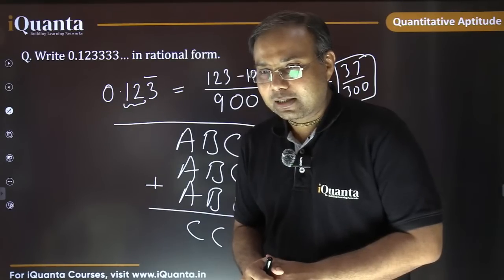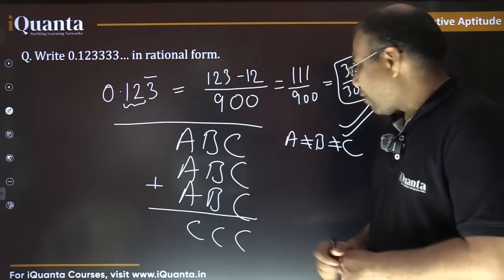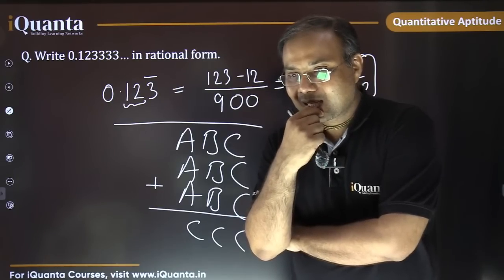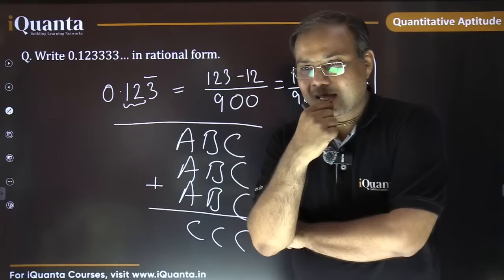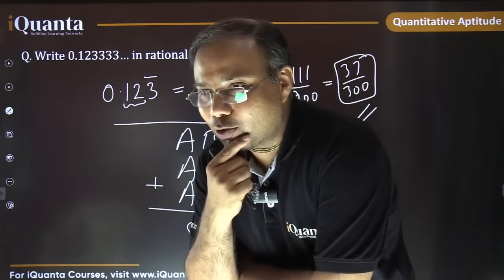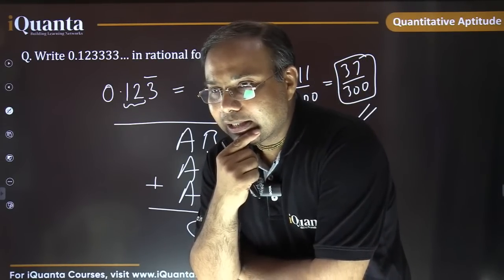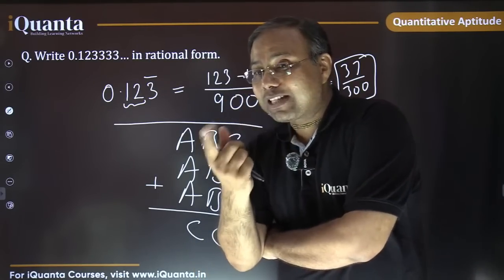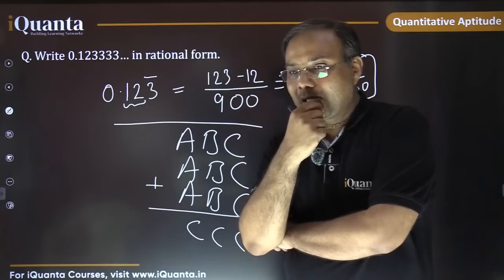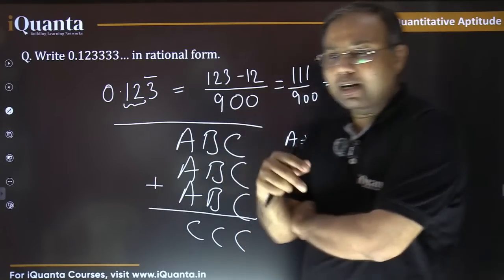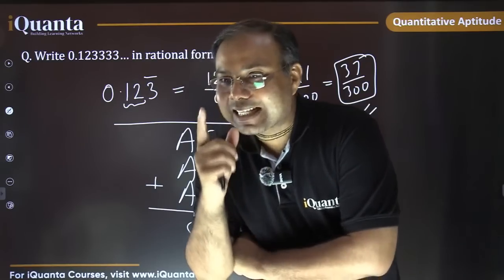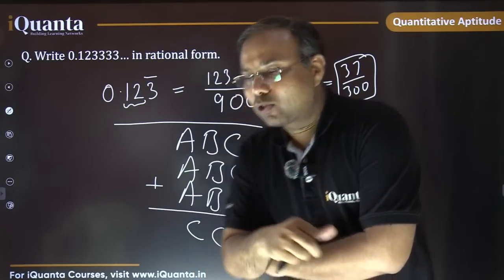Your answer is correct. How to start? Yes, ABC into 3 is equal to CCC, that's true. So what is the starting point? What is the starting point? It is a similar question as we did earlier. Yes, exactly. Finding C first. Thank you, Geet. So finding C first.